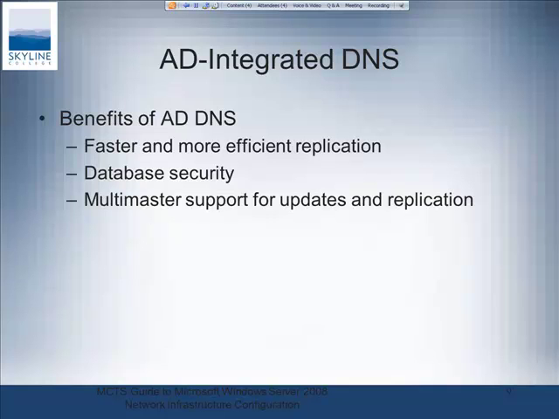Benefits of Active Directory DNS: faster and more efficient replication, because the replication is not DNS replication. If you remember when we talked about that yesterday, you can control when it replicates. It does an IXFR after it does the full replication, it only replicates the changes. This one uses the Active Directory replication, which inside a domain is nearly instantaneous, like within 5 minutes.